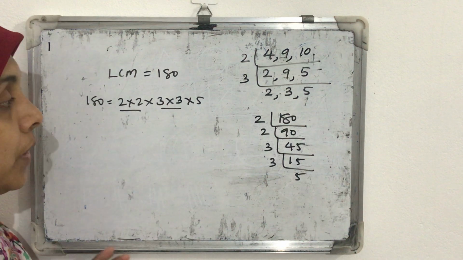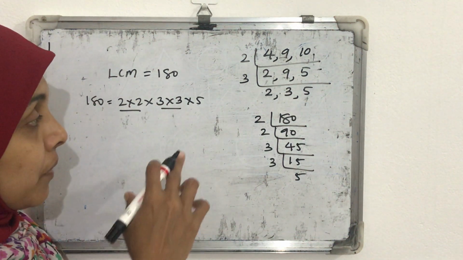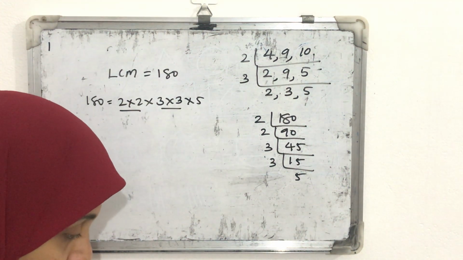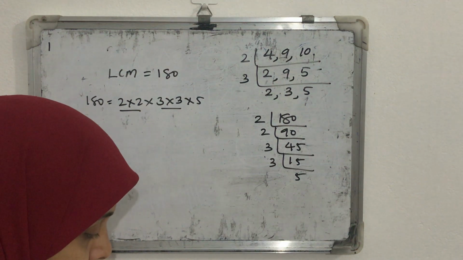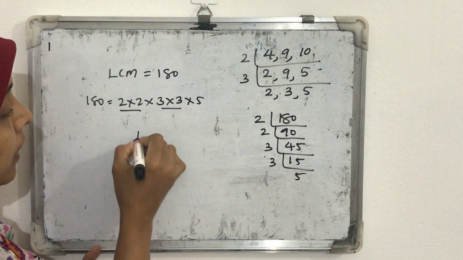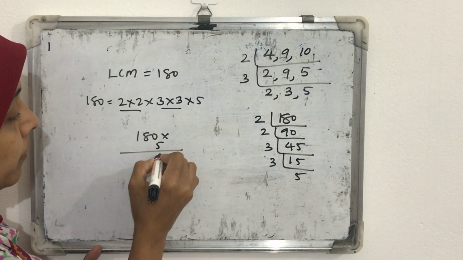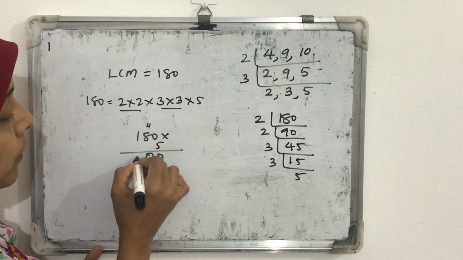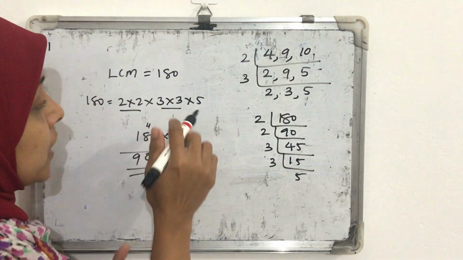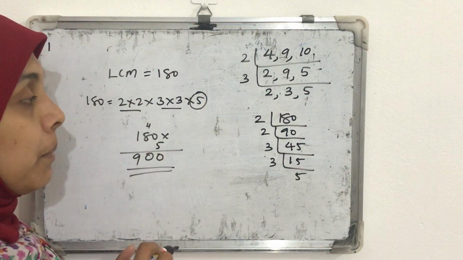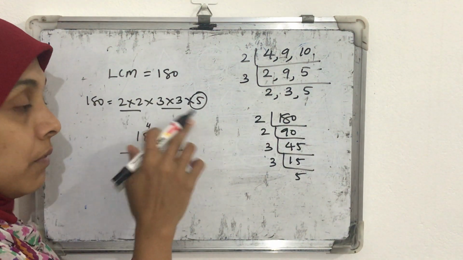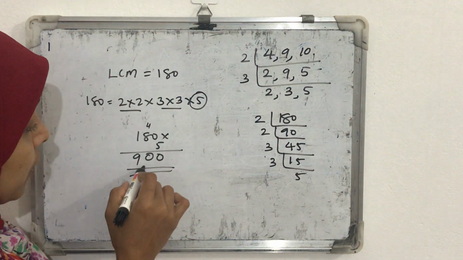Which prime number is without a pair? 5. So when we multiply this number 180 with 5, we will get a perfect square number. 180 multiplied by 5 gives 900. This is the same type of question we have already done. Here 5 is the prime number without any pair, so multiplying 180 by 5 gives a perfect square number. So we got 900.